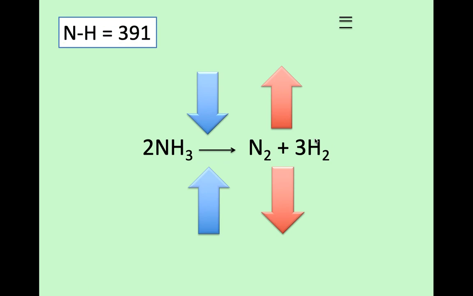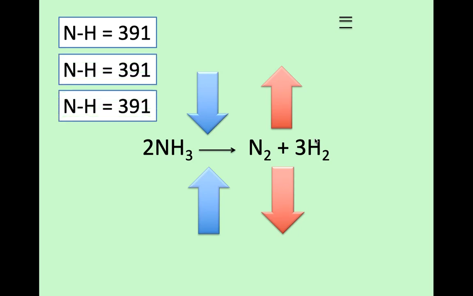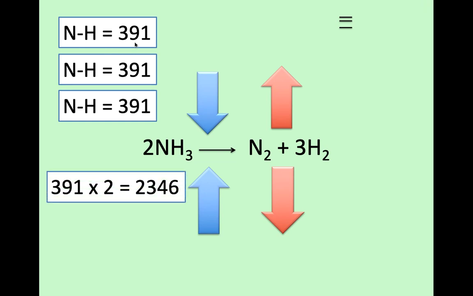To break a nitrogen-hydrogen bond is 391. Well, we've got 3 of those, haven't we? Because we've got nitrogen joined to a hydrogen, hydrogen, hydrogen. So we've got 3 hydrogens joined to 1 nitrogen. So we need to break these 3 bonds apart. To break each one, we must put in 391 kilojoules. Now we've got 2 moles of that. So actually we've got 6 nitrogen-hydrogen bonds overall, or 391 times 2. Okay, that gives us 2,346 kilojoules that we must put in to break these 2 moles of ammonia.